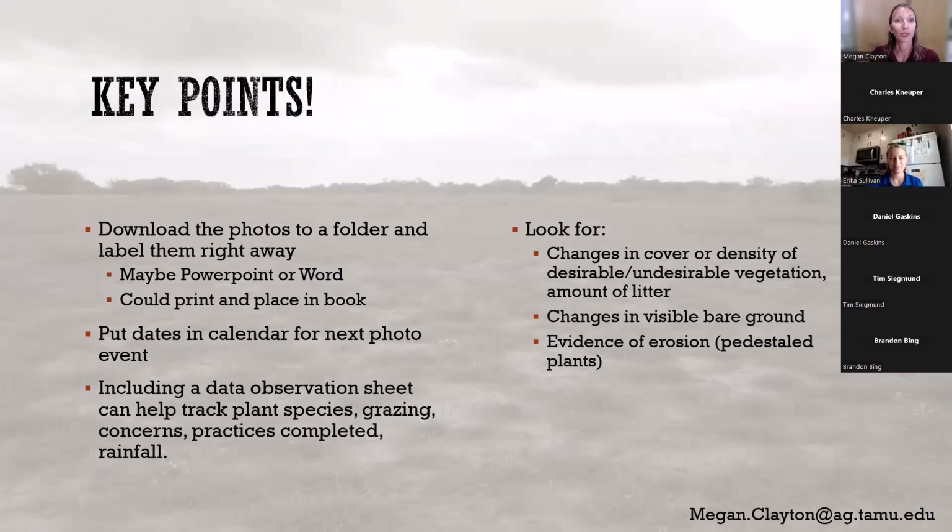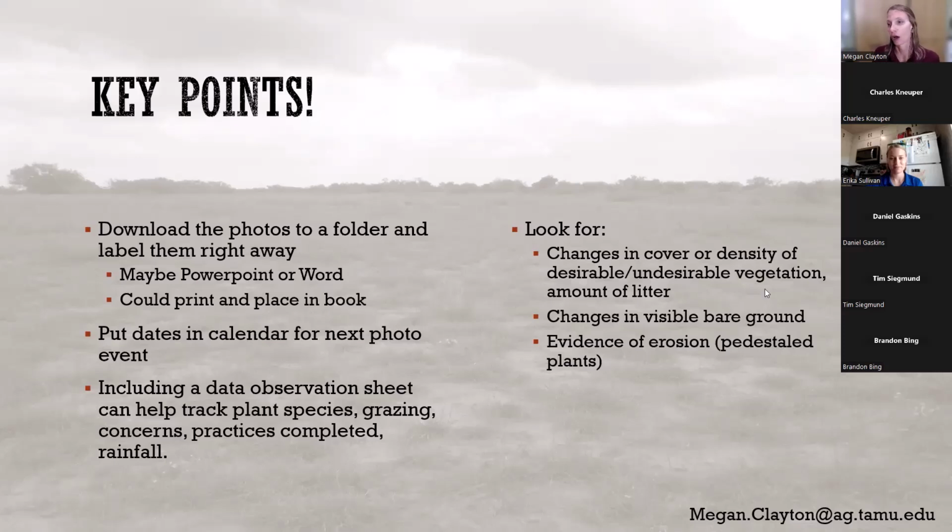And it's labeled so that you remember you did north, south, east, and west in that order from that specific location. Another thought is to save the actual photographs, but also put the photos into either a PowerPoint presentation or a Word document where you can scroll through and see those changes over time. That's very impactful to have them all together in one place. Or if you like to look at a book, you could, of course, print out these photographs and put them into a book, but make sure that you put your data observation sheet with it.